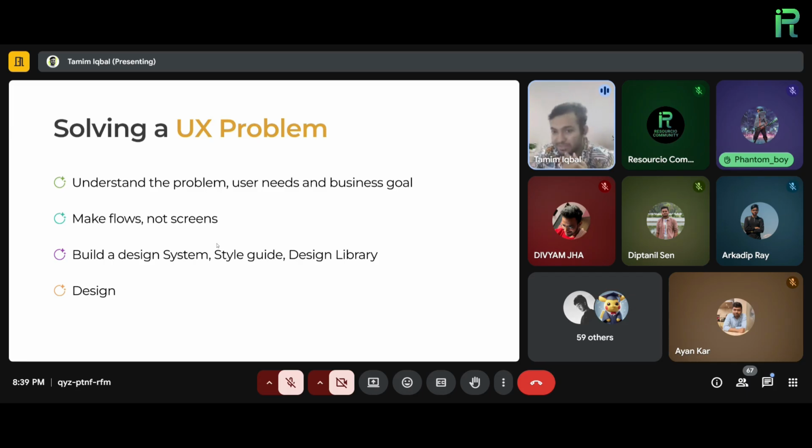And finally, once you have your design system, your flow is there, your wireframe, a rough idea of what the flow will look like, and what the actions are that are going to be taken, that is there.